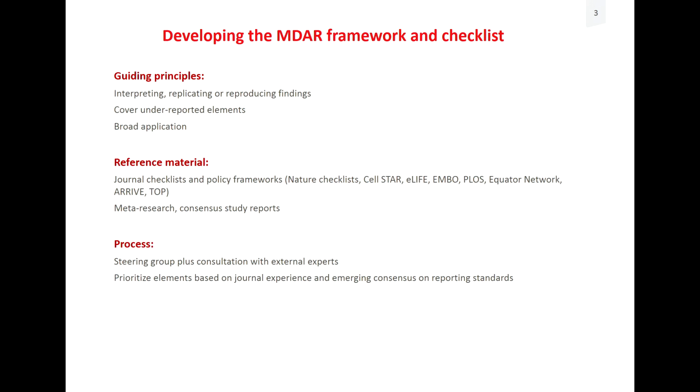So the guiding principles, quite simple really. We wanted to focus on a minimal set of elements that we knew were underreported but had broad applicability across the swath of the scope of research that we were trying to address, and that would help interpret, replicate, or reproduce findings. We incorporated a number of existing journal checklists, journal policy frameworks, as well as funder policy frameworks in designing what we thought would be a minimal standard.